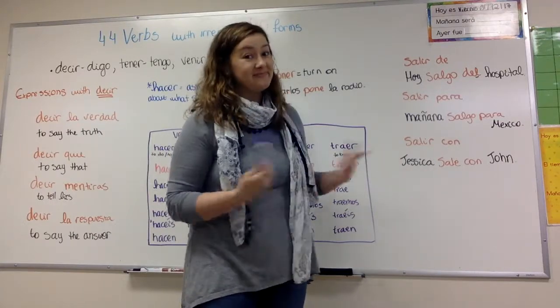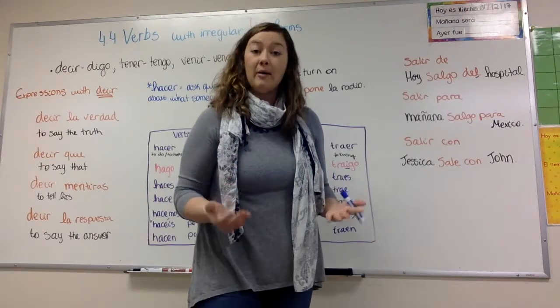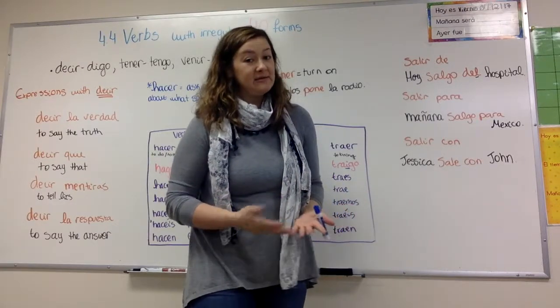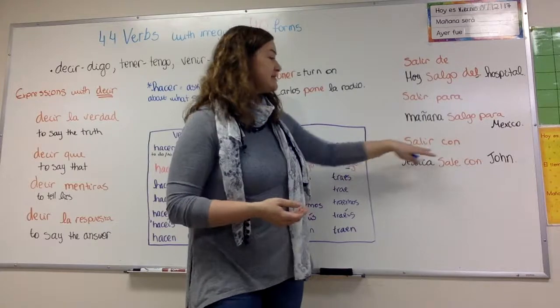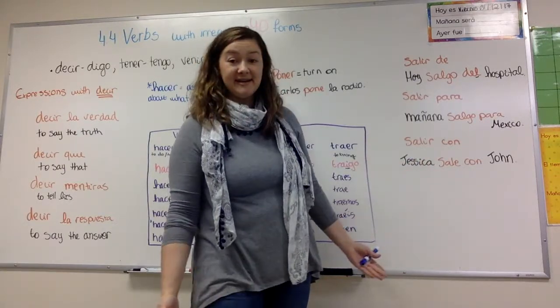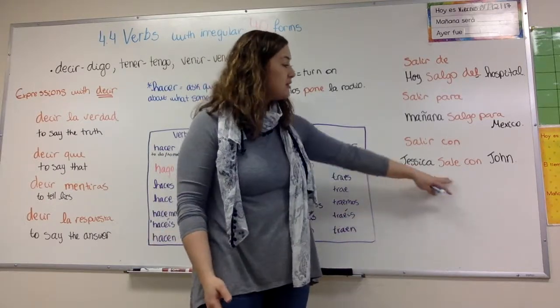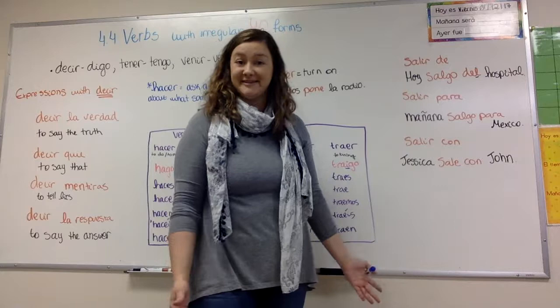Salir con, see? That means to be dating someone, to go out with someone. Just like we say in English, to go out with someone, we are going to say salir con. So my example here is Jessica sale con John. So Jessica goes out with John. That means they're dating. See?